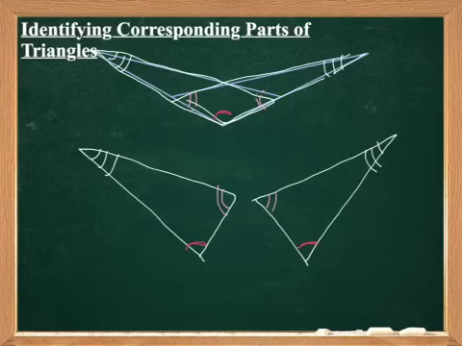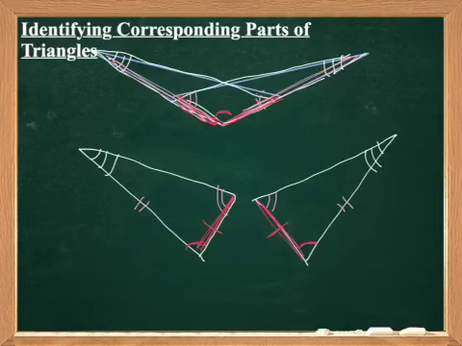The corresponding sides are fairly simple. We have this side, which is the base of the triangle, is corresponding to this side, which is the other base. These two sides are congruent, which are these two sides here. And the final two sides are congruent, which are these two sides here.